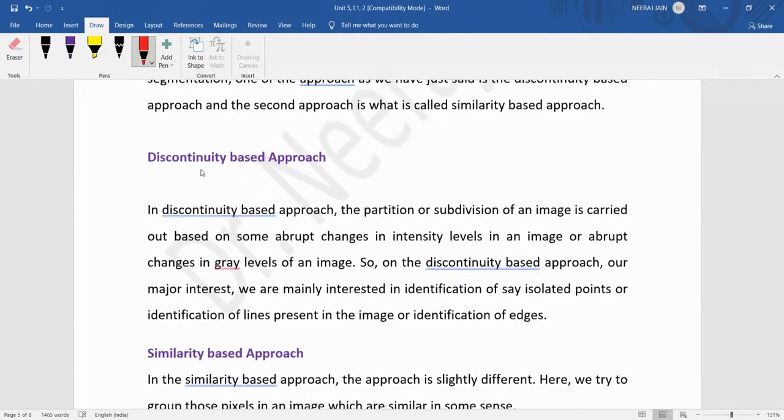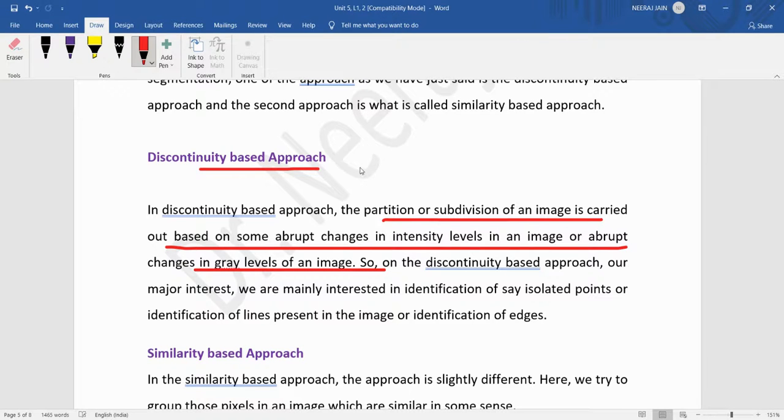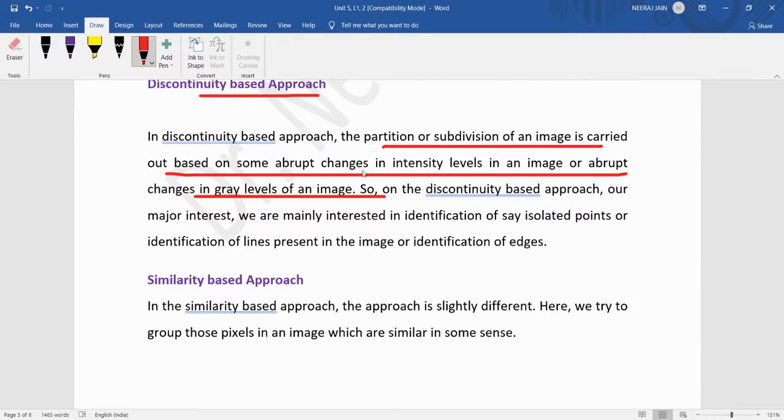In the discontinuity based approach, the partition or subdivision of an image is carried out based on some abrupt changes in intensity level or abrupt changes in the gray level of the image. In the discontinuity based approach, we are mainly interested in identification of isolated points, identification of lines present in the image, or identification of edges.